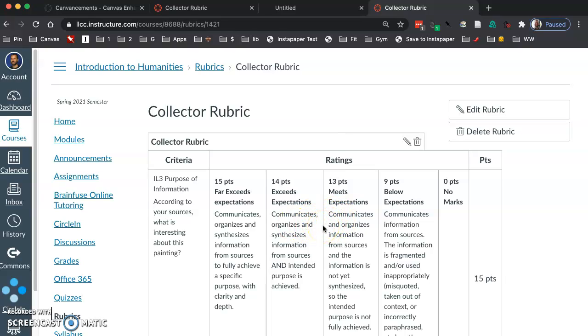I hope that explains the somewhat unusual way I've done points, but it's actually a very practical way, and it's a way that's helpful for you.